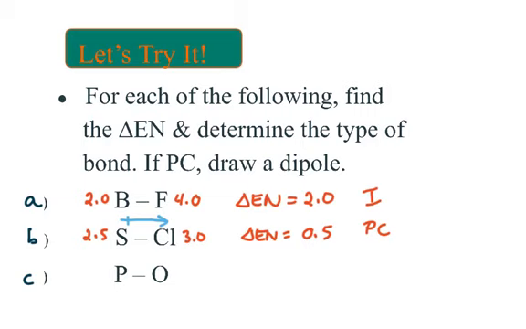Our last example, phosphorus is 2.1. And our oxygen is 3.5. So we have a difference in electronegativity of 1.4. So again, another polar covalent. And again, because oxygen has the larger electronegativity, it's pulling harder on the electron pair. So it's going to be slightly negative. We point towards where the electrons are going, and the phosphorus will be slightly positive.